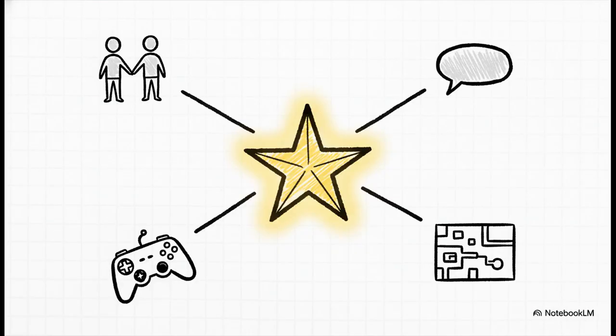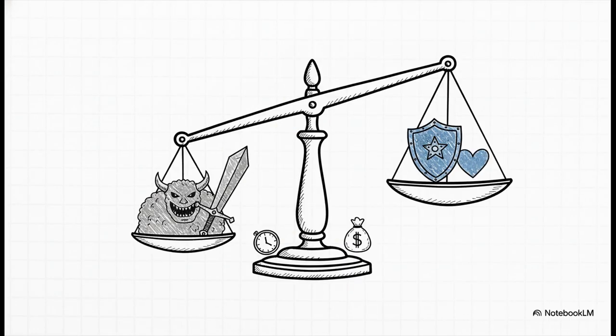First up, you've got unity. This is the project's North Star, its creative vision. Take The Last of Us. Every single gameplay mechanic, every line of dialogue, it all serves to reinforce one single theme, the bond between Joel and Ellie. Without unity, you just get a messy pile of cool features that don't add up to a meaningful whole.